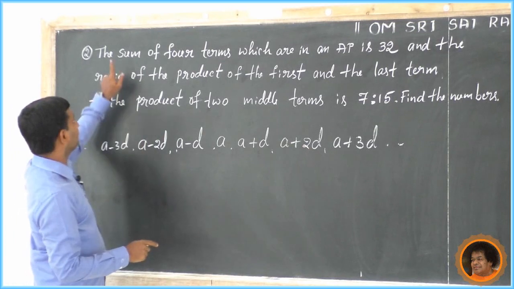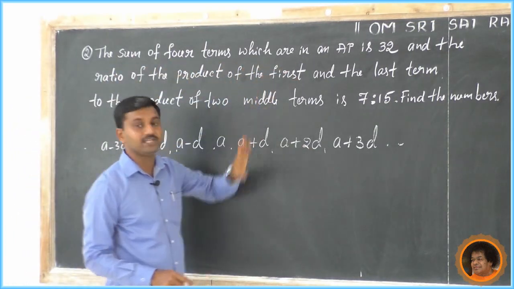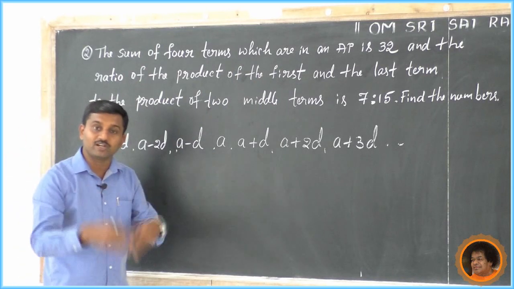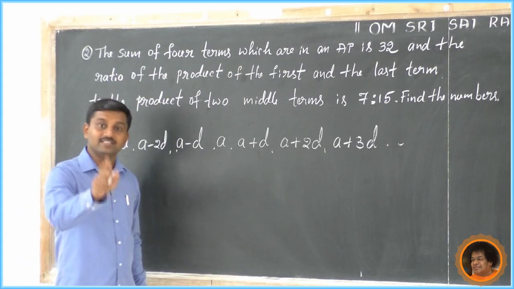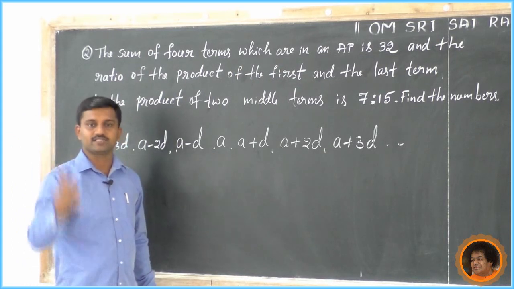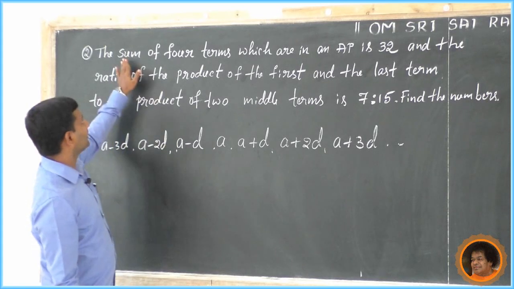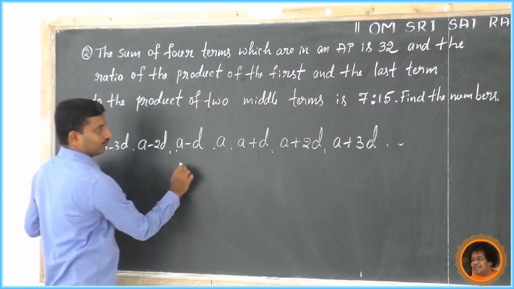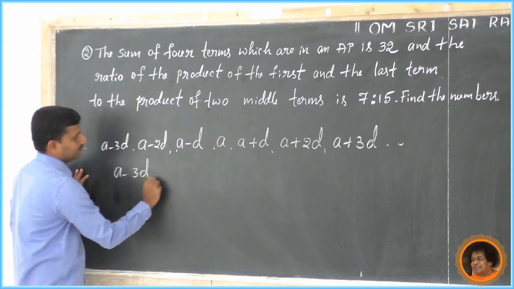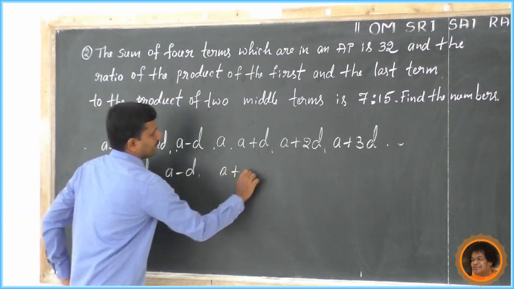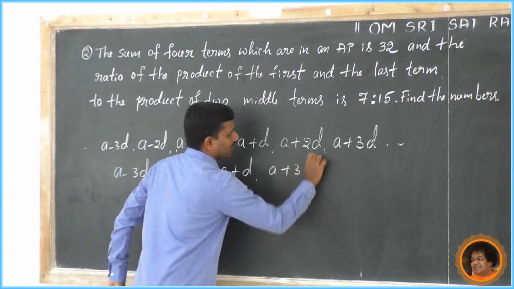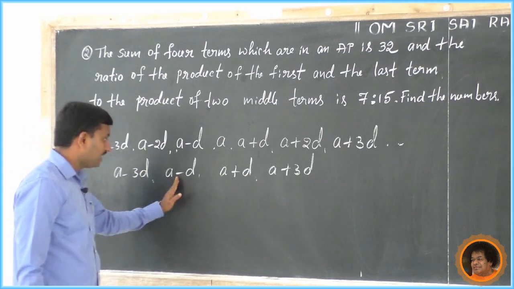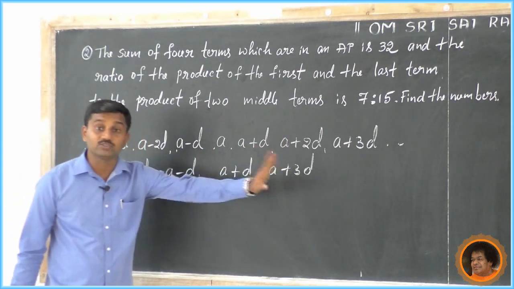But what is the question given? The sum of the 4 terms which are in an AP is 32. Suppose 3 terms are in AP, and their sum or product is given. You have to consider the 3 terms as A minus D, A, A plus D. Suppose 4 terms are given. You have to consider A minus 3D, A minus D, A plus D, A plus 3D, which are also in AP.